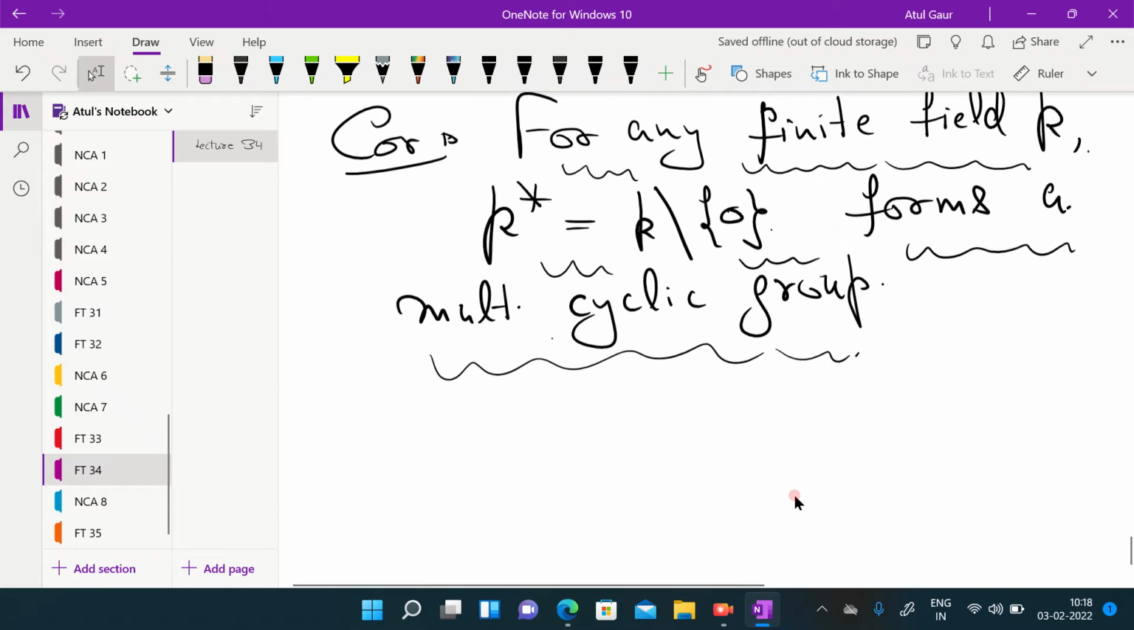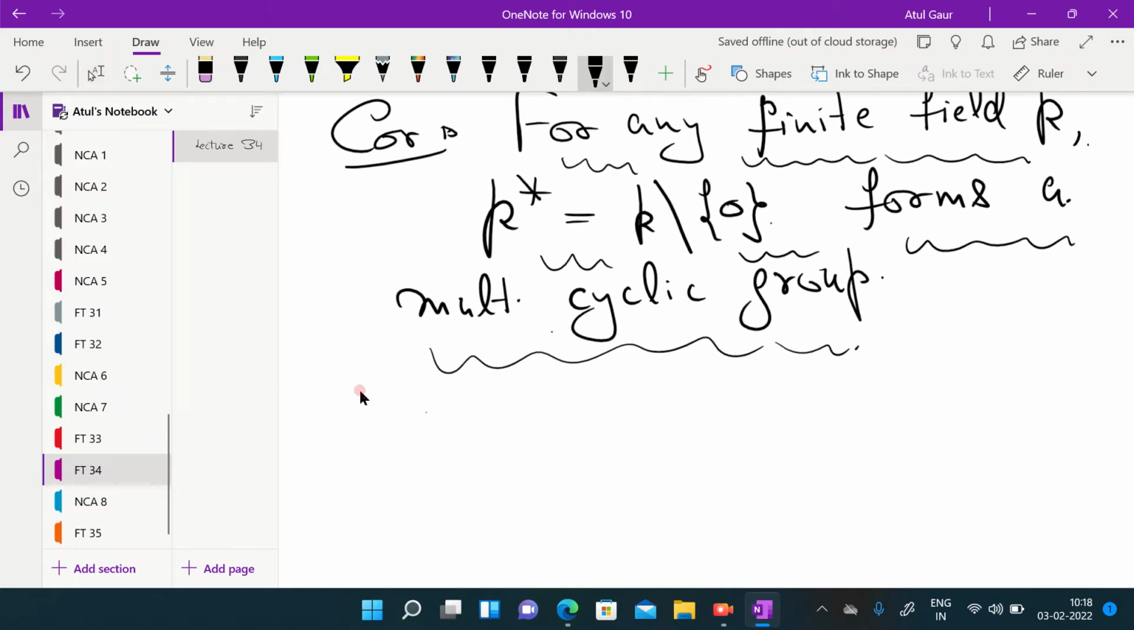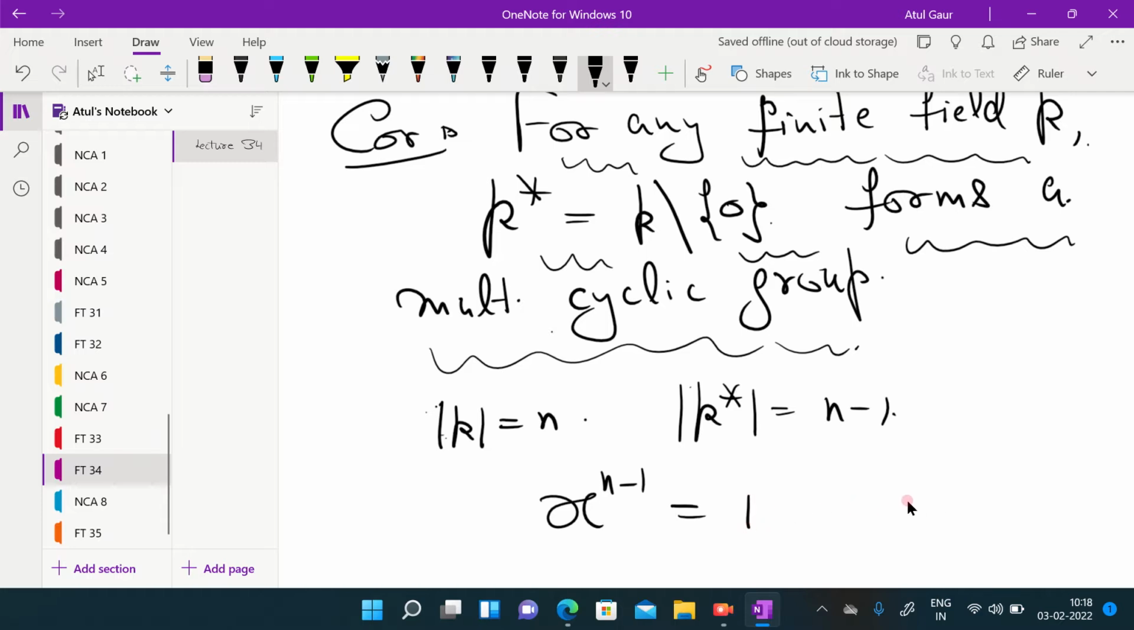So in case of this corollary, suppose K is a finite field, so the order may be, let's say, n, so accordingly K star will be of order n minus 1. So you can consider the equation x to the power n minus 1 equals 1 over K, right? So naturally 0 is not a root of it, right?